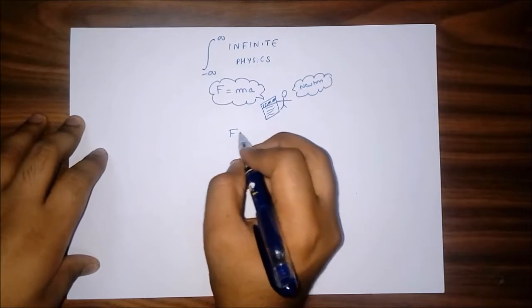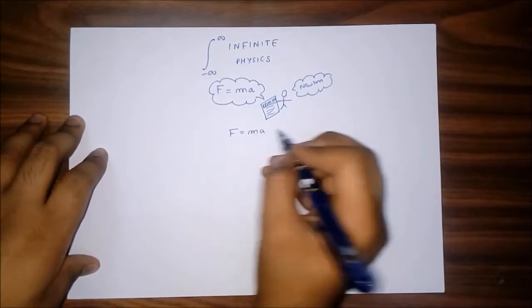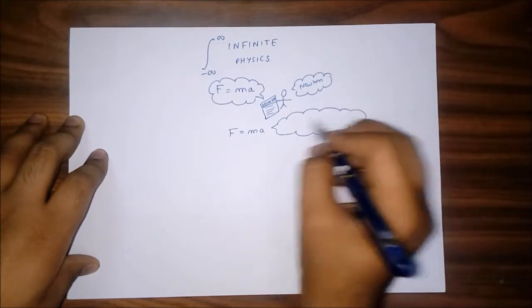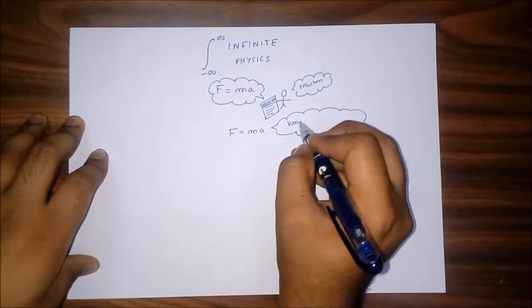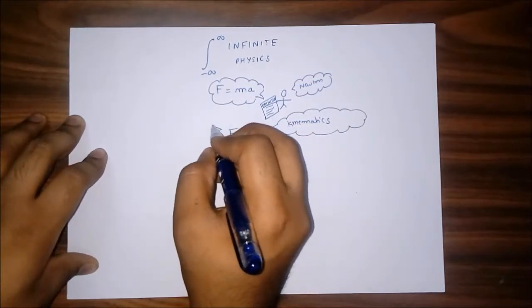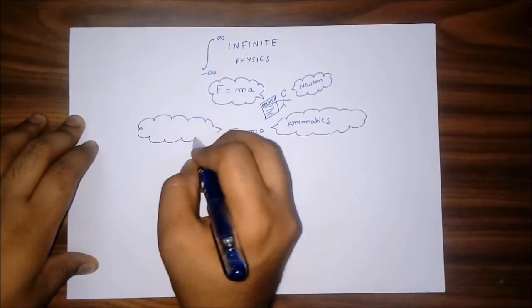F equals ma. The left hand side and right hand side of the equation join two branches of physics: dynamics on the left hand side and kinematics on the right hand side.